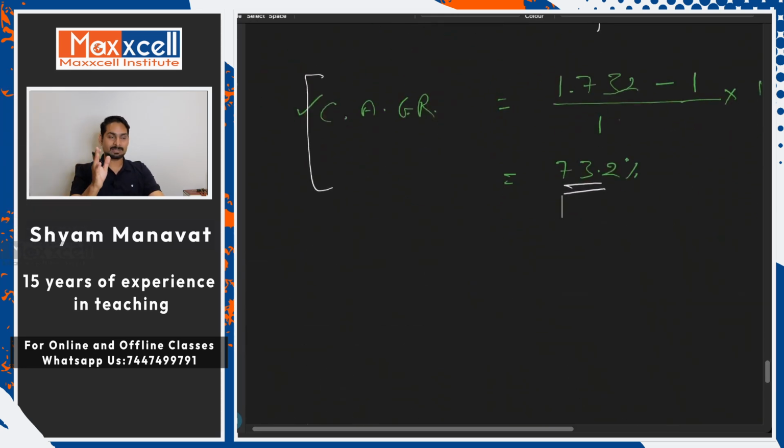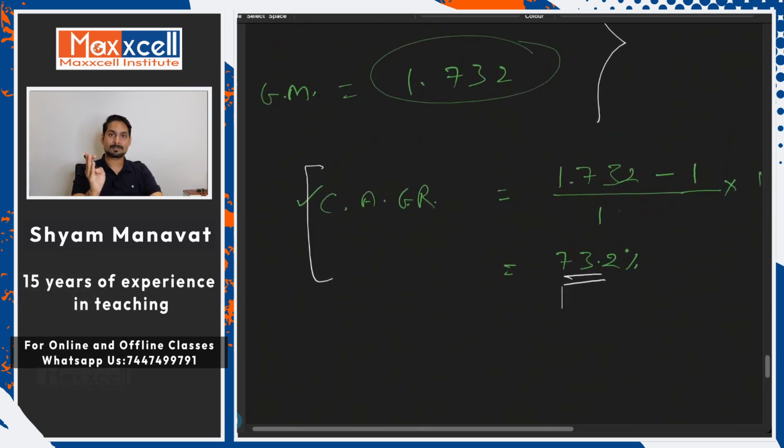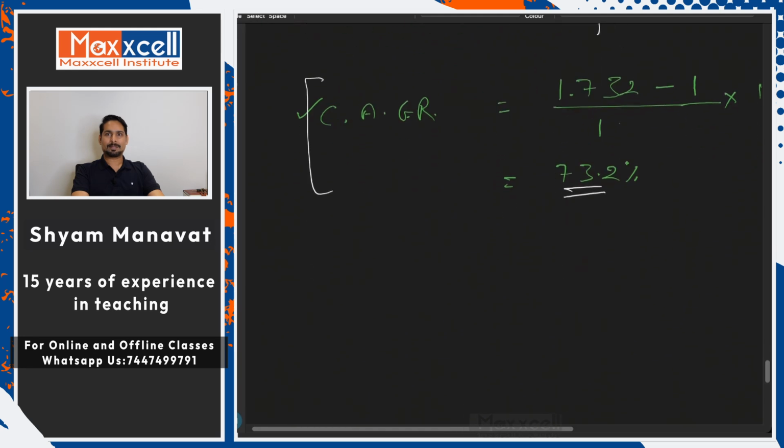So remember these terms: CAGR, growth percentage, average growth percentage, average percentage increase. This is what you do. Okay. Now the last point.